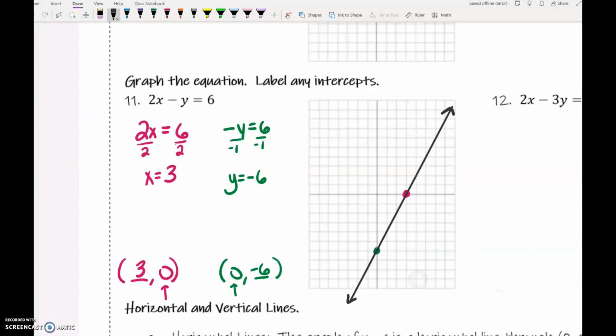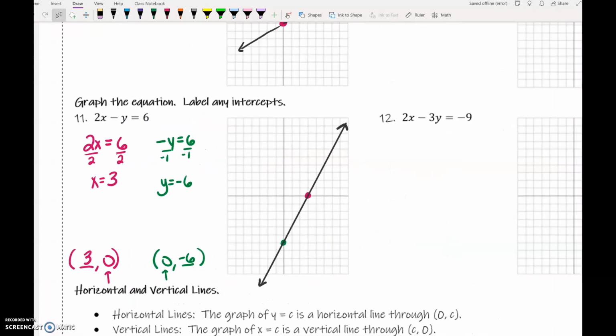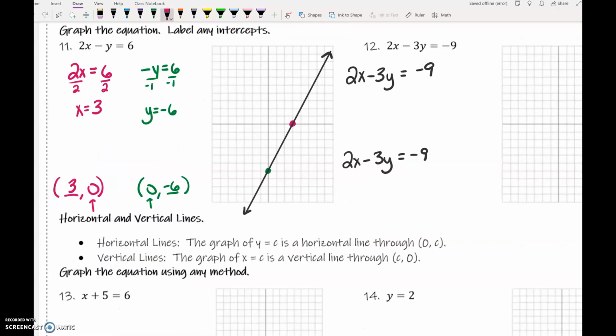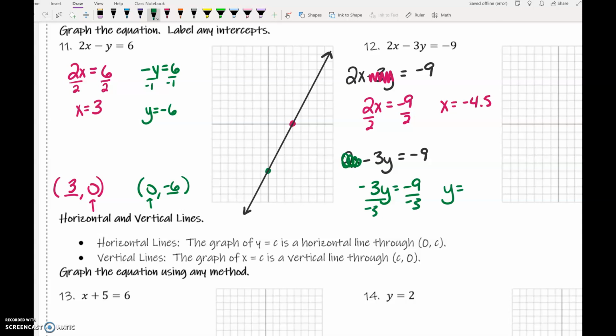I would like you to try that on your own in number 12. So in number 12, find the x- and y-intercepts. Decimals are okay. We're not actually going to graph it. Just find what the intercepts are. Okay, so to get the x-intercept, you're going to cover up the y. We have 2x equals -9. Now, -9 divided by 2 is -4.5. So the x-intercept is at -4.5. For the y-intercept, you cover up the x. You've got -3y equals -9. Divide by -3, and we get y equals 3.